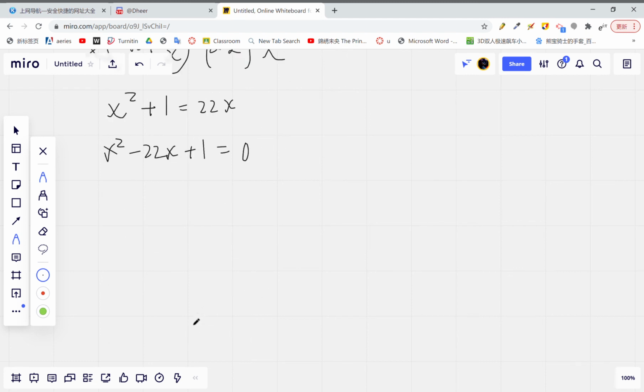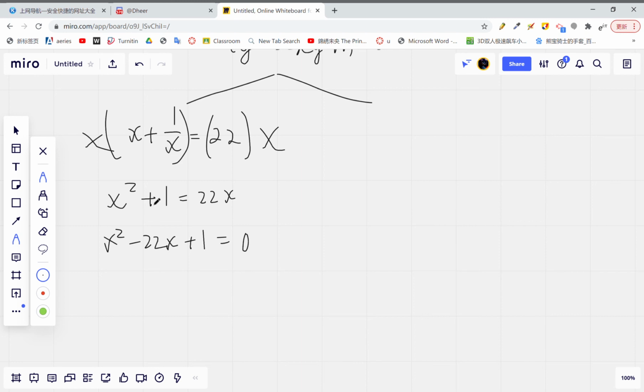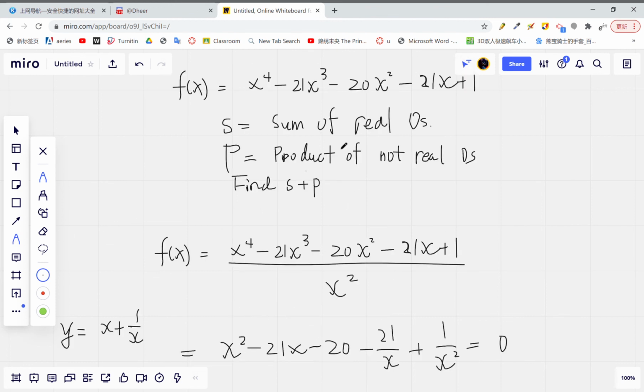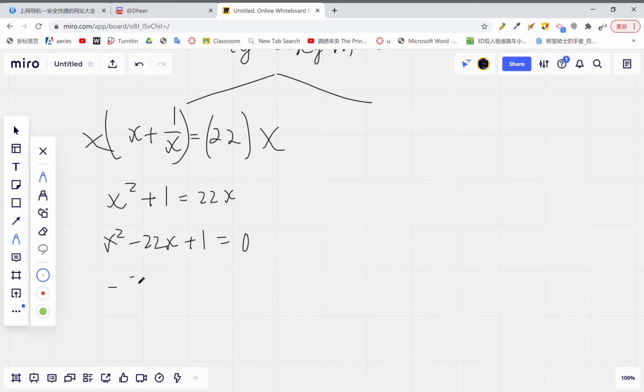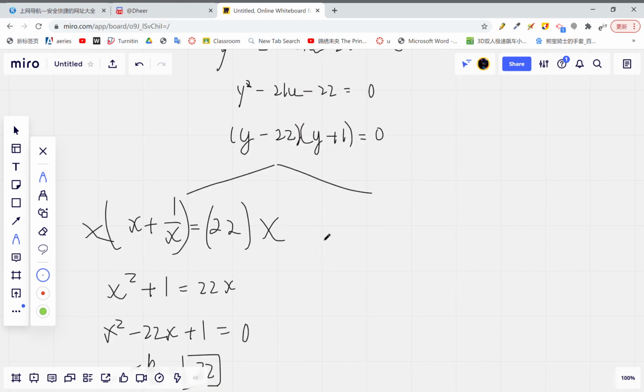And for now, we just want to check the quadratic formula to see if this is going to be real or imaginary. So first, negative b plus or minus square root. So this must all be real, okay? So we're going to target the sum of real zeros, which is basically just negative b over a, which is equal to 22. And the second case is x plus 1 over x is equal to negative 1.